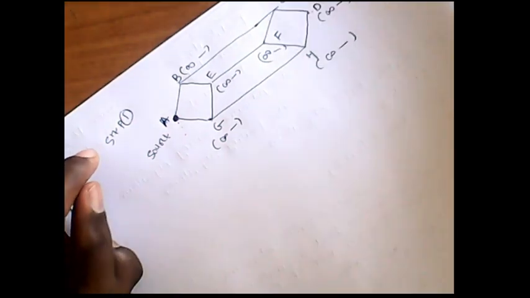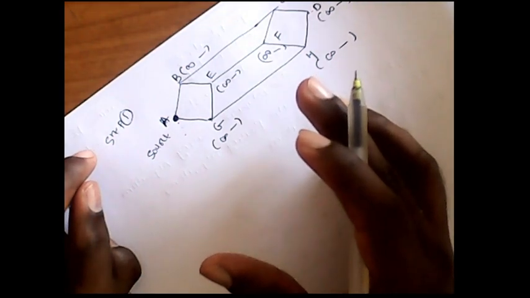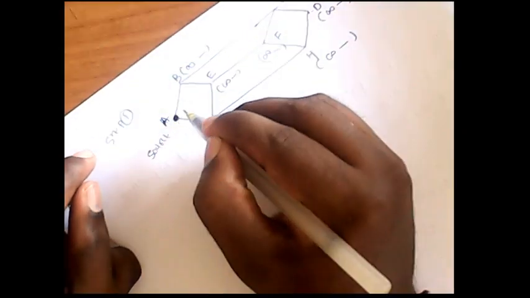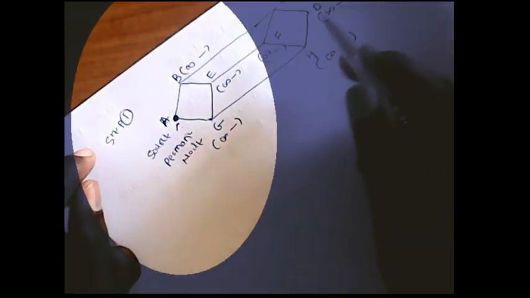Then first we define the initial labeling. We want to find the shortest path between A to D. So the first step is to make a permanent node. Here A is a permanent node. Then we define all the other nodes with distance infinity.